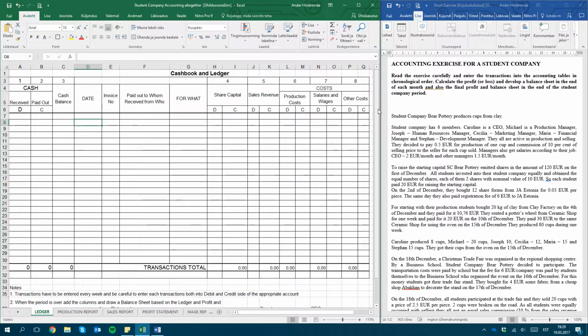Today we have a student company, Peer Pottery, that produces cups from clay. The student company has 6 members. Caroline is the CEO, and Michael is the production manager. Joseph is the human resource manager, Celicia is the marketing manager, Maria takes care of the finances, and Stephen takes care of development. They are all active in production and selling, and they decided to pay 0.5 euros for production of 1 cup and a commission of 10% of the selling price to the seller for each cup.